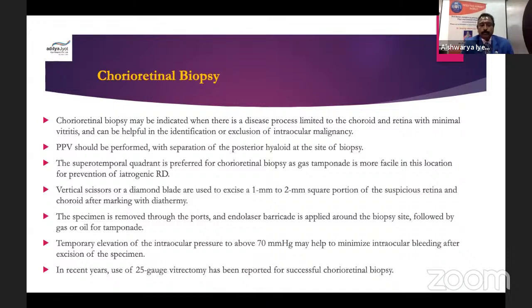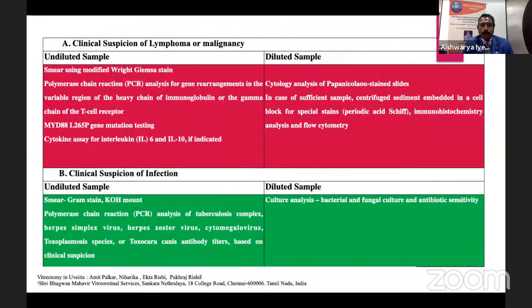We are always generally seeing post-vitrectomy in diabetics, for any indication, they have a disc pallor. In recent years, the use of 25-gauge vitrectomy has been reported for successful chorioretinal biopsy. With a clinical suspicion of lymphoma or malignancy, this is using the undiluted sample: smear using modified Wright-Giemsa stain, PCR for gene rearrangements in the variable region of the heavy chain of immunoglobulin or the gamma chain of the T cell receptor, MYD88 L265P gene mutation testing, which we have done and published along with Bishwas and Dr. Pukhraj Rishi. Cytokine assay for interleukin IL-6 and IL-10 if indicated, and diluted sample, cytology analysis of Papanicolaou stained slide.